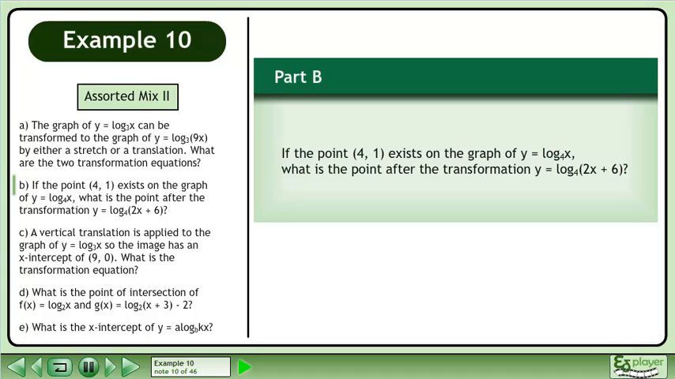Now we'll move on to part B. If the point 4, 1 exists on the graph of y equals the base 4 logarithm of x, what is the point after the transformation y equals the base 4 logarithm of 2x plus 6?